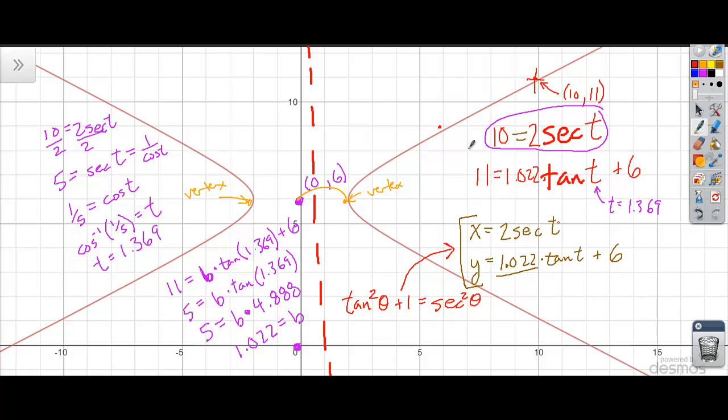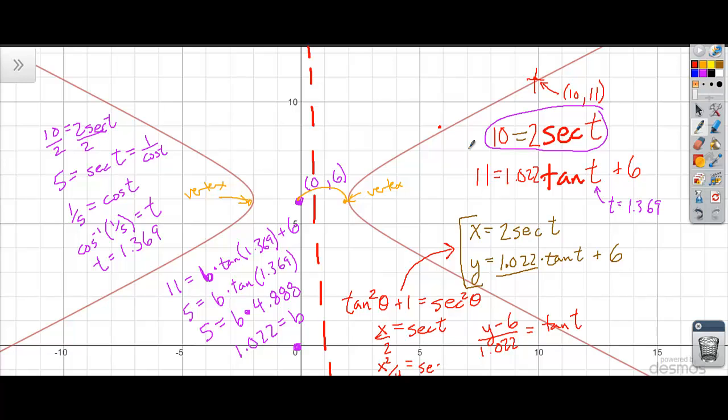So we're going to take our x equation here and divide both sides by 2. I'll divide this by 2, I get secant t, and I'll get x over 2. Same thing here, I have to solve for tangent of t. So I'm going to subtract 6 from both sides. I'll get y minus 6. I'm going to divide by 1.022, and I'm left with tangent t on the right side. Now I have secant, which I see here, and I have tangent, which I see here. So I'm going to go ahead and square both sides of both equations.